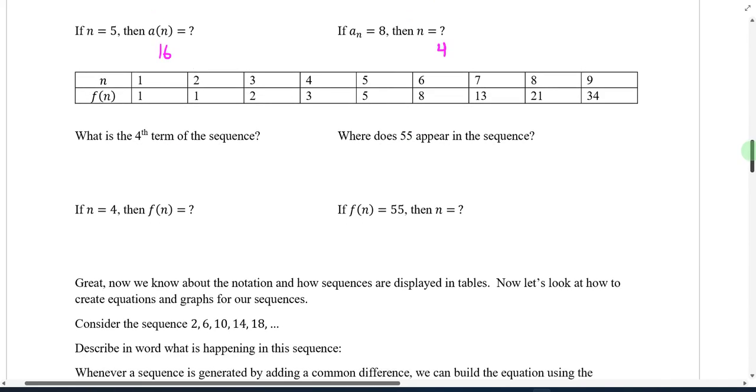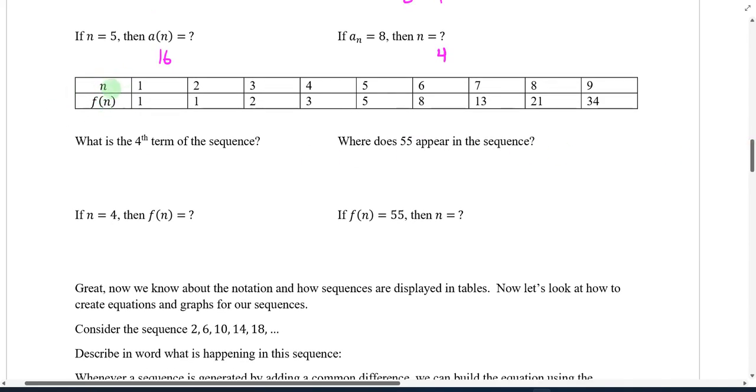Let's try it again, this time with function notation. So we have n and f of n, term number, term value. Not too complicated here. It says, what is the fourth term of the sequence? Remember, the term number is going to be here with n, so we're going to go to 4.